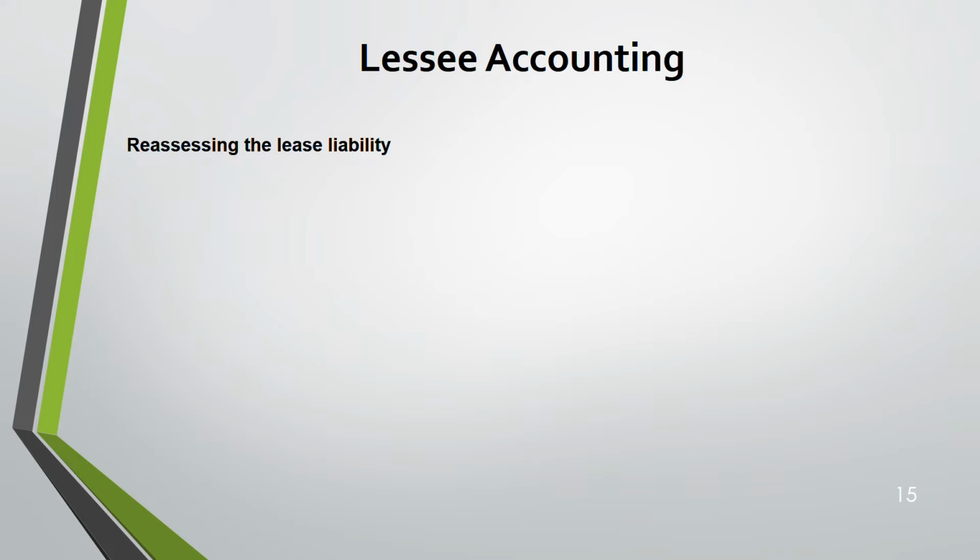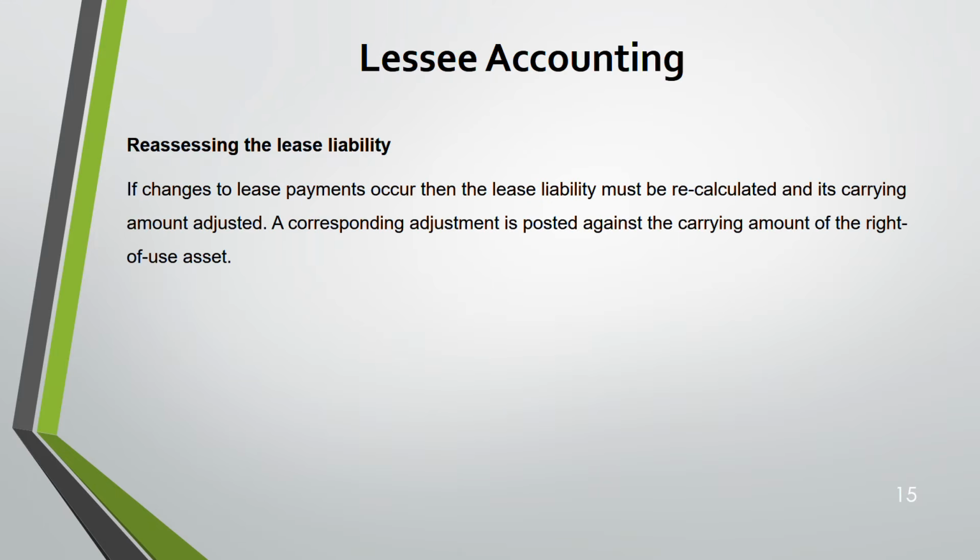Reassessing the lease liability. Sometimes due to some conditions, you need to recalculate your lease liability. Let's say there is any change to the lease payment. Say your lease payment changes, it remains fixed for 3 years. Due to some reason or condition, the lease payment has changed. Then you have to recalculate your lease liability and your right of use asset.